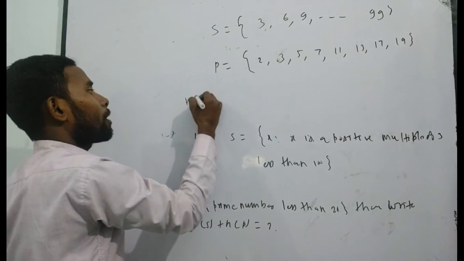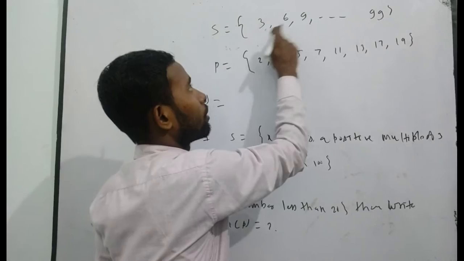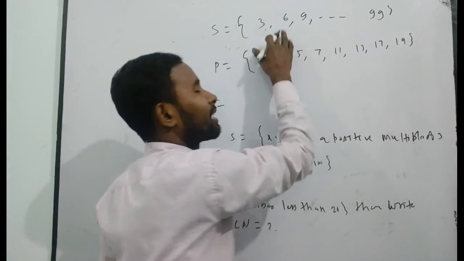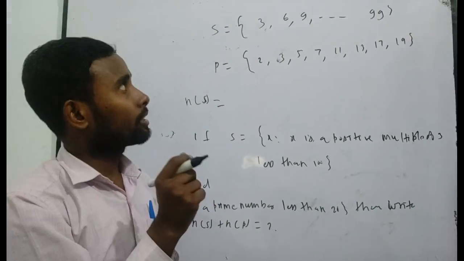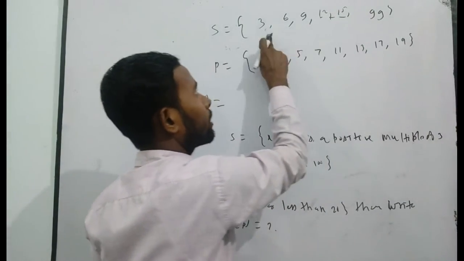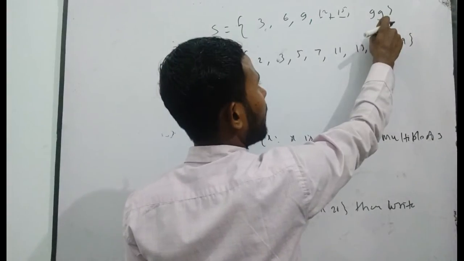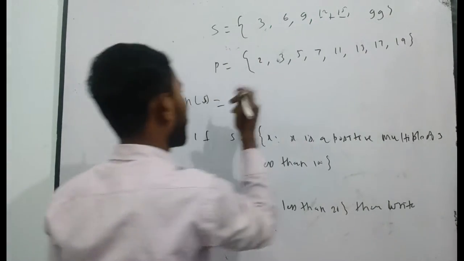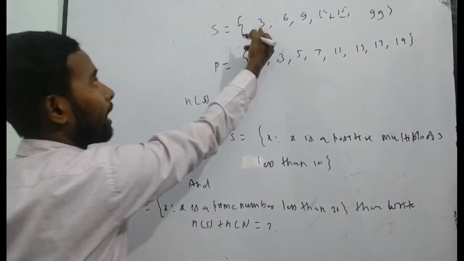In that case, the number of elements in S is equal to what? 1, 2, 3, ... up to 99. You can find it by using arithmetic progression, but there is another method. Here you see 3, 6, 9 are just multiplied by 1, 2, 3, 4, 5, up to which number? Up to 33. So the number of terms is 33. If you couldn't understand, you can solve by arithmetic progression.